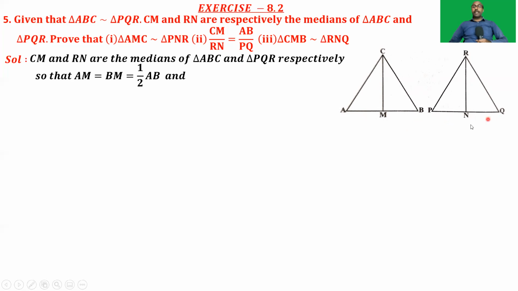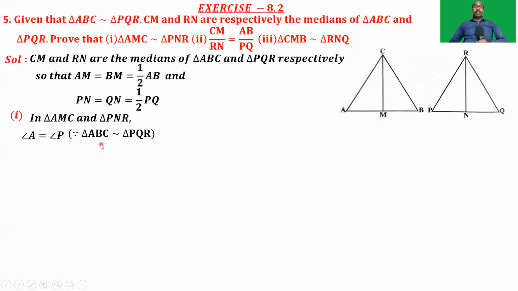Also, PN is equal to QN is equal to half of PQ, because here M and N are the midpoints of AB and PQ respectively. So now take the first one. So consider the triangles AMC and PNR. So here angle A is equal to angle P, because it is given that triangle ABC is similar to triangle PQR, and we know that in similar triangles, corresponding angles are equal. So angle A is equal to angle P.